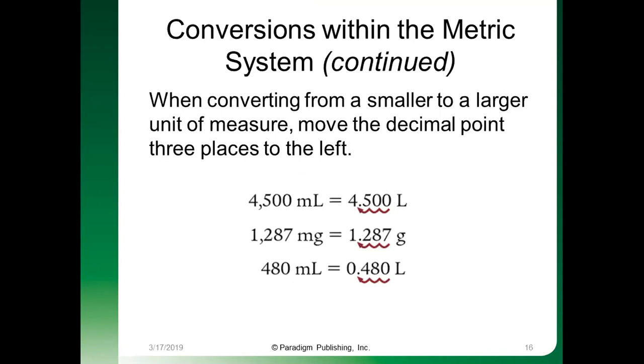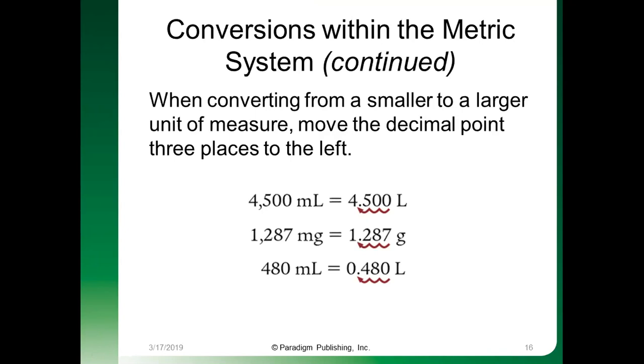Okay, let's move on. When converting from a smaller to a larger unit of measure, you're moving the decimal 3 places to the left. So again, a smaller to a larger, we have to move it 3 spaces to the left. So again, our imaginary decimal point would be after the 0. So we're going to move it right here. 1, 2, 3. And that's where our decimal would go. So our answer would be 4.500 liters.